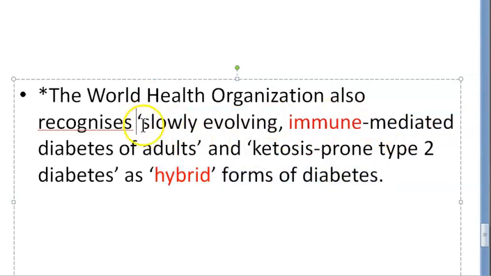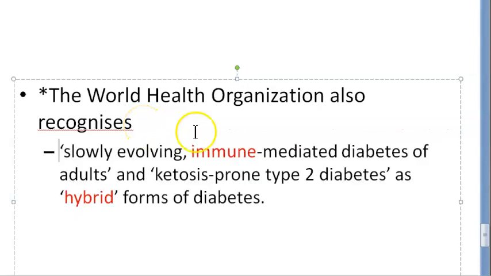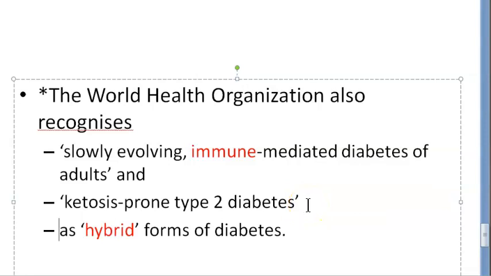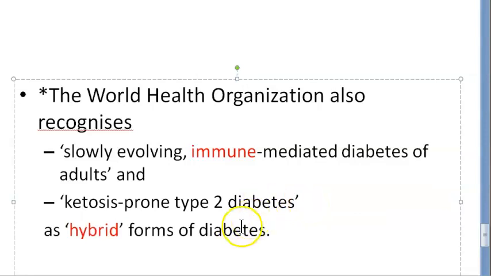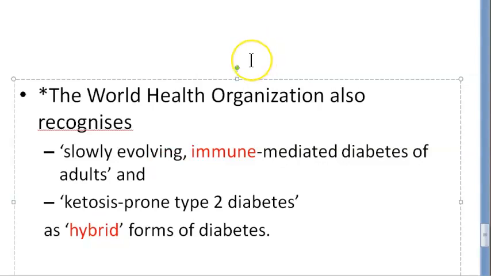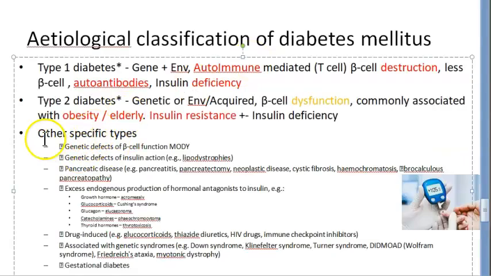So I'm thinking that there are two here. The slowly evolving immune mediated diabetes of adults, and there's one more called ketosis prone type 2 diabetes. These two are recognized as hybrid forms of diabetes. Okay, if you understood anything, good, otherwise don't break your head too much. So okay, there is some hybrid of these two also, looks like. Okay, now let's get back to our main topic here, other specific types.